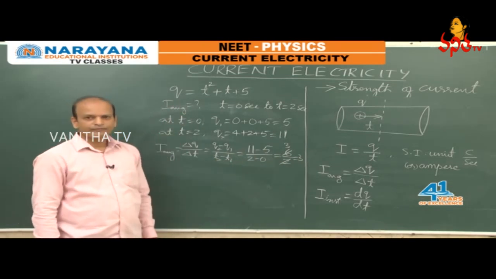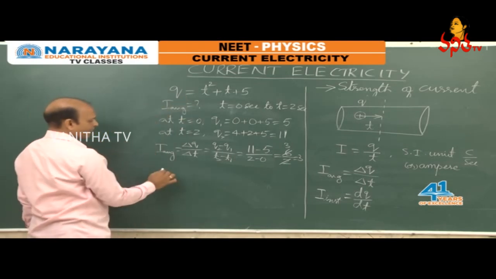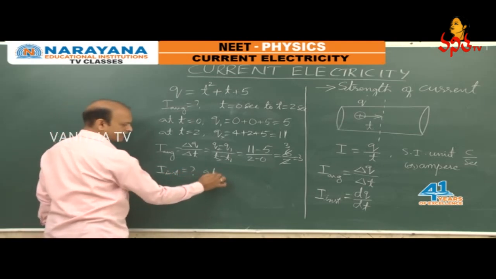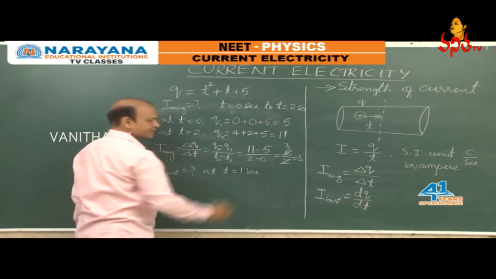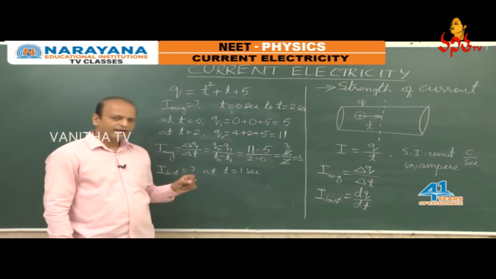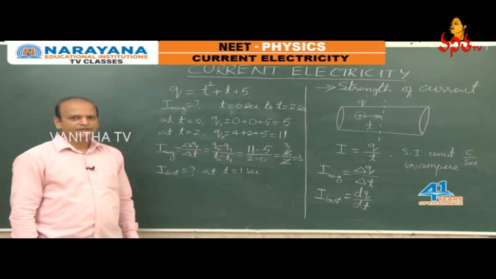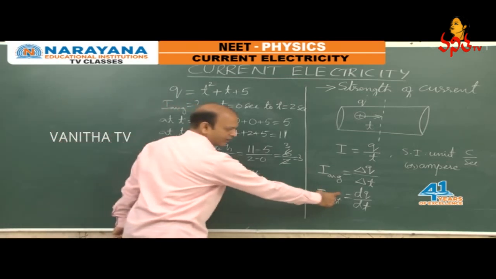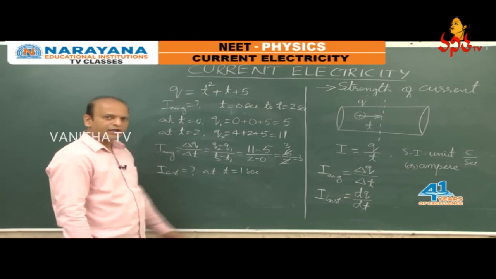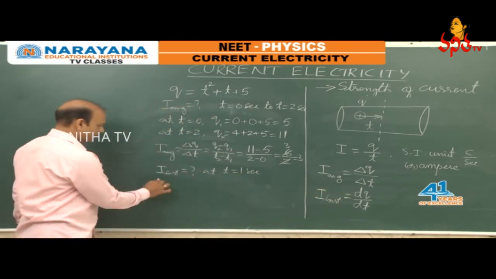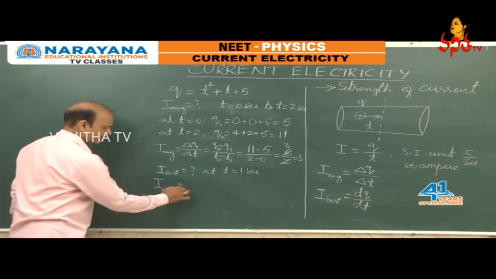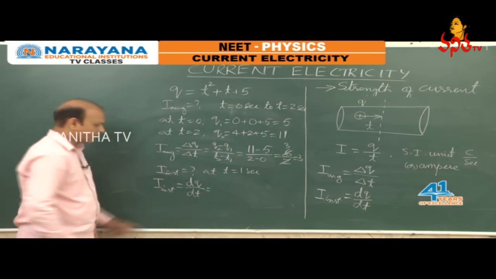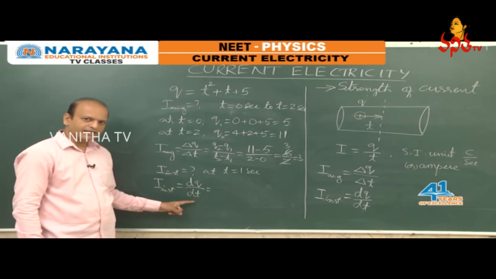In this same question, suppose we have to find the instantaneous current, especially at t equal to 1 second. At the moment of 1 second, what is the instantaneous current if charge is given by this equation? According to the formula, the instantaneous current is dq by dt, the differentiation of q with respect to the time.